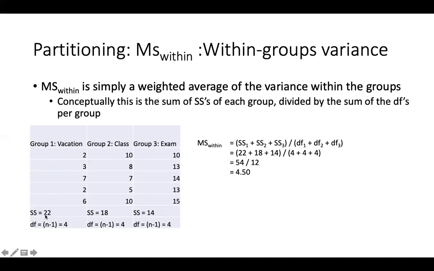The way that we would compute that is we would compute sums of squares for each of the groups measured after vacation, after class, after the exam. We have the sum of squares there. And then we would form the degrees of freedom within each group, which is just the number of people, 5 minus 1, so 4, 4, and 4. And the math is simply add the sums of squares together and divide by the total within groups degrees of freedom. So that's 54 divided by 12. So the denominator of our F ratio for this problem would be 4.5. Now, again, you'll see this in the Excel output, but this is how it's computed.